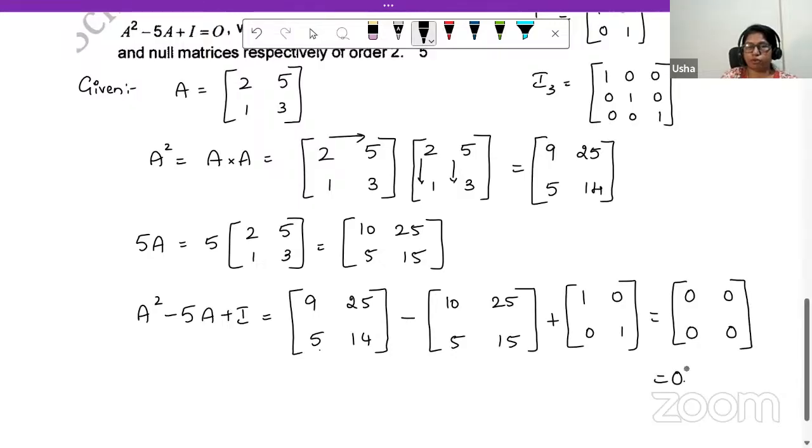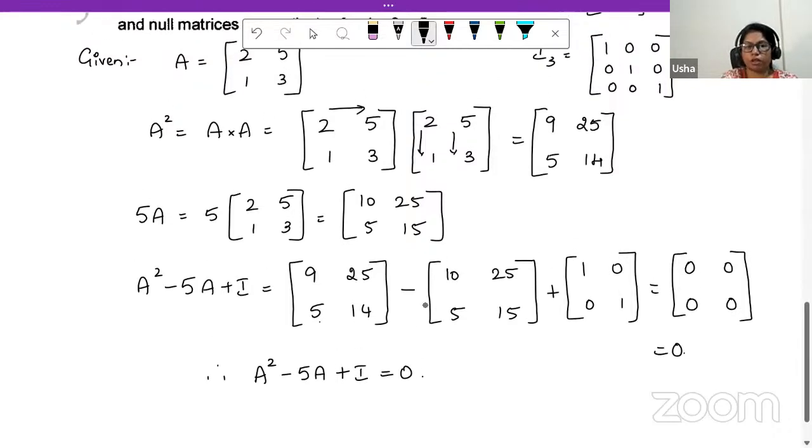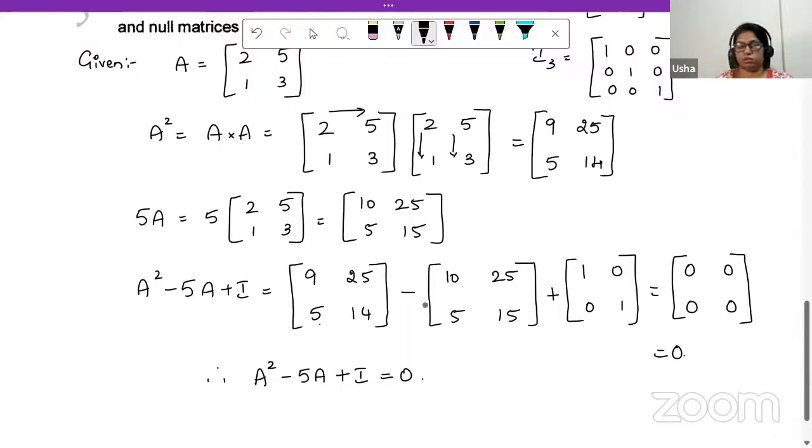Okay. Therefore, it is proved. Therefore, A square minus 5A plus I is equal to 0. Understood this? This kind of question is very simple and straightforward. You just have to take whatever is given. You will get only one matrix here, but sometimes they might give you a 3 cross 3 matrix. This is a 2 cross 2 matrix. Sometimes they might ask 3 cross 3 matrix. Make a note of this solution.